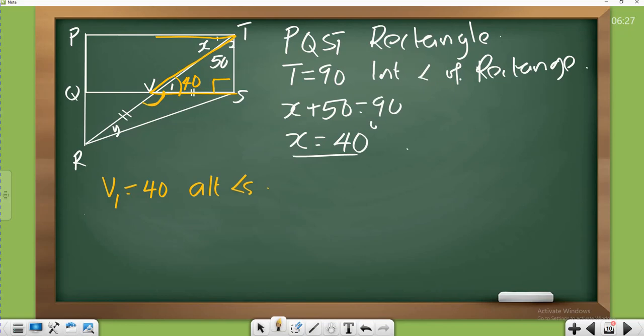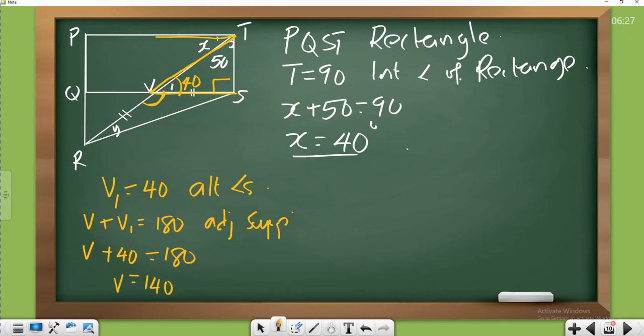Therefore, since adjacent supplementary angles are equal to 180, angle V should be equal to 140. Why 140? Let's write it down nicely. V plus V1 would be equal to 180, adjacent supplementary angles. V1 is 40, so V plus 40 is 180 degrees. So what is V? V is 140. But guys, we're not done. This is 140.